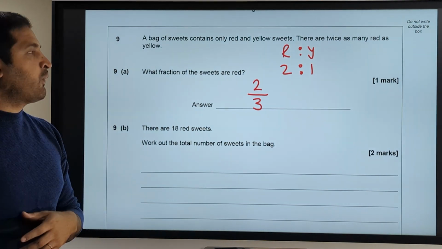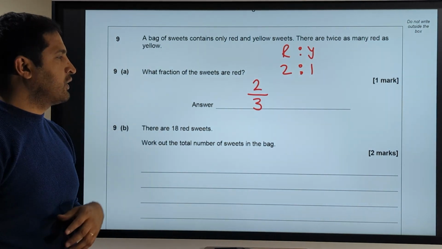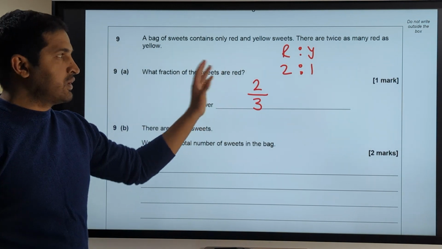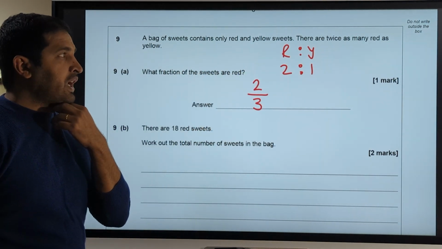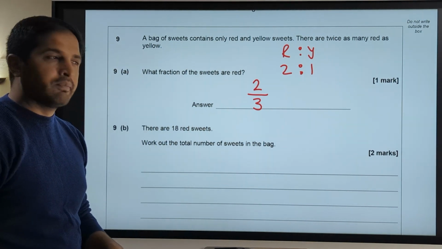You could have had 4/6, 6/9, and so on, because that would always be double that number regardless. You can have 2x over 3x, same thing.